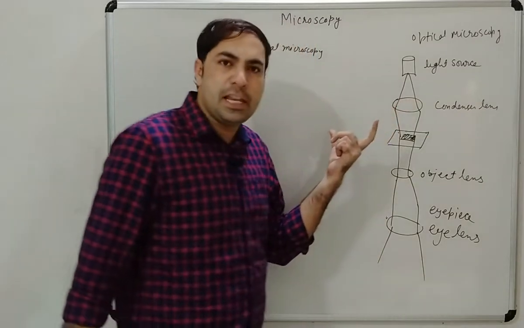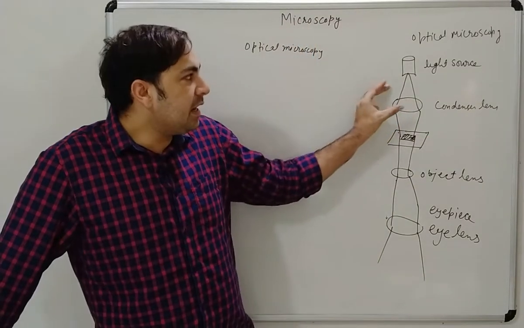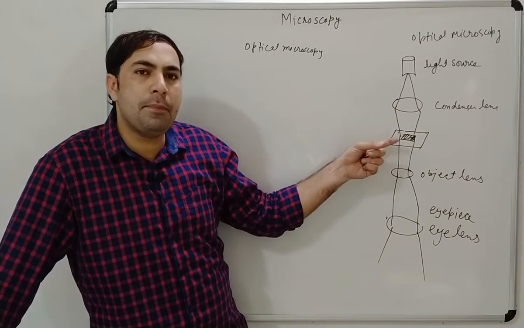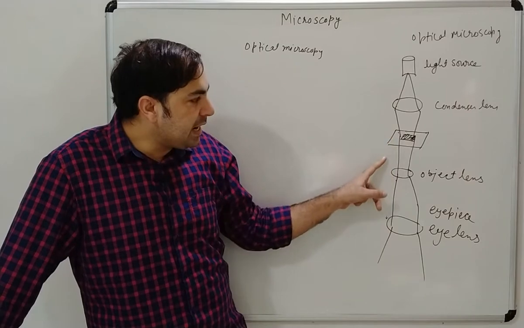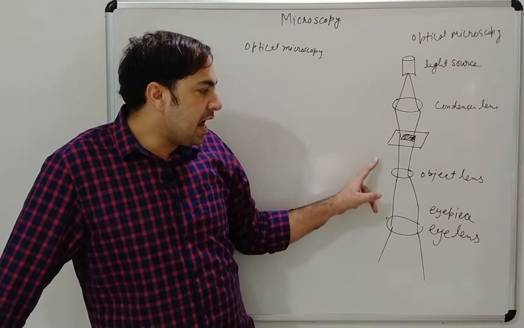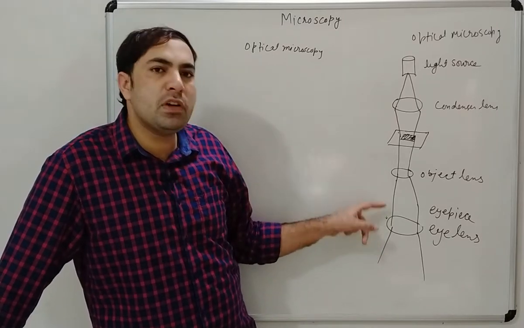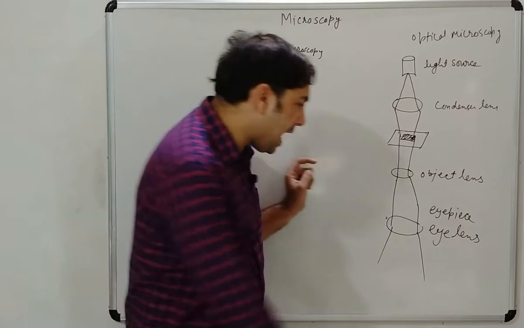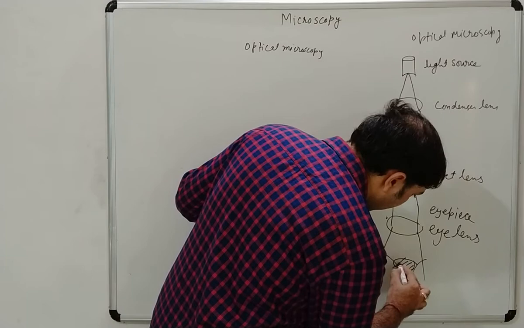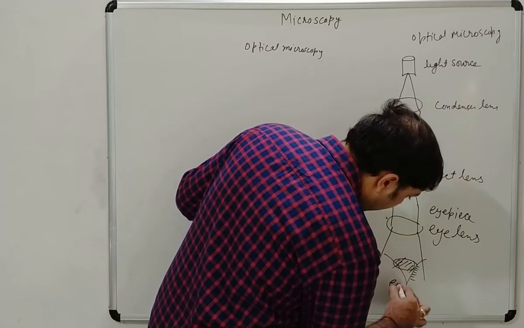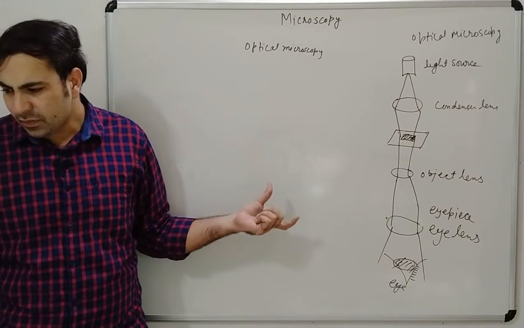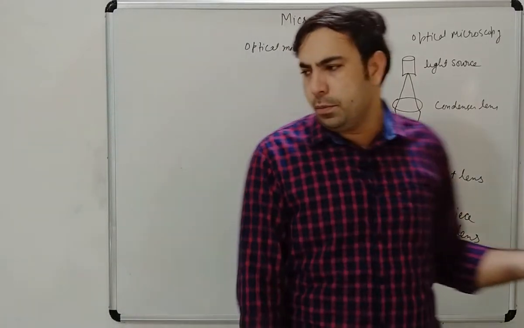We have a light source. This is natural light, visible light. Then the light is condensed by the condenser lens. Then the condenser lens focuses on our sample. Now the light passes through the sample, and we can get the image of this from the objective lens. And after the objective lens, from our eyepiece lens, we can see the image with our eyes.